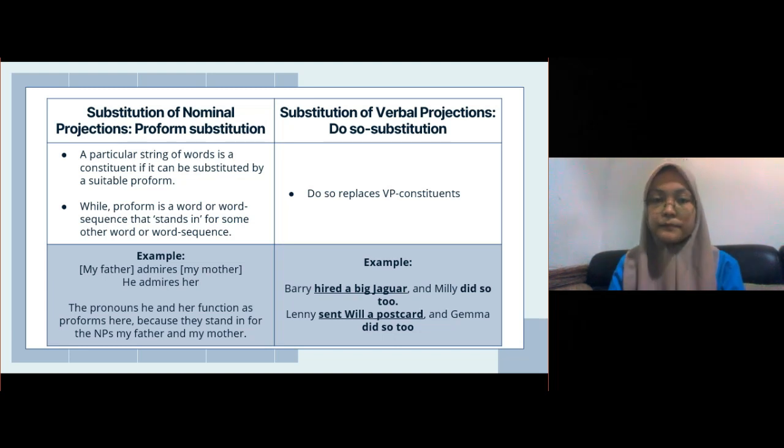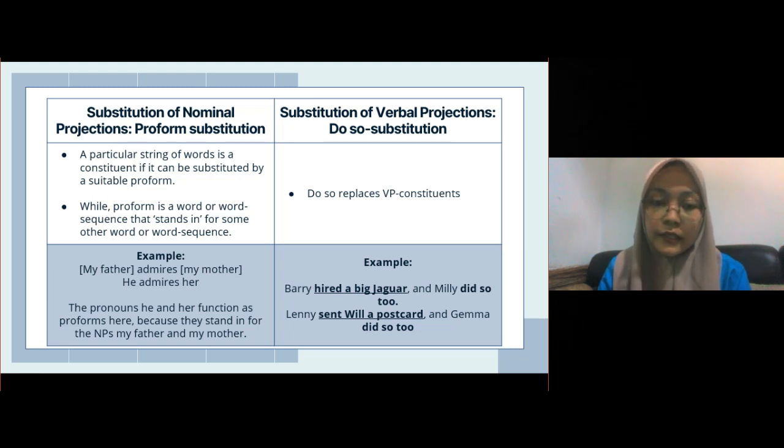and "my mother." And the second one is substitution of verbal projection, do-so substitution. Do-so replaces verb phrase constituents. For example, the sentence "Barry hired a big jaguar and Millie did so too." The unit "hired a big jaguar" we can substitute with "did so." So we can conclude that the unit "hired a big jaguar" is a constituent.